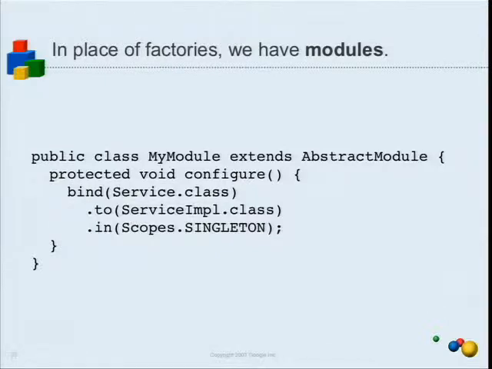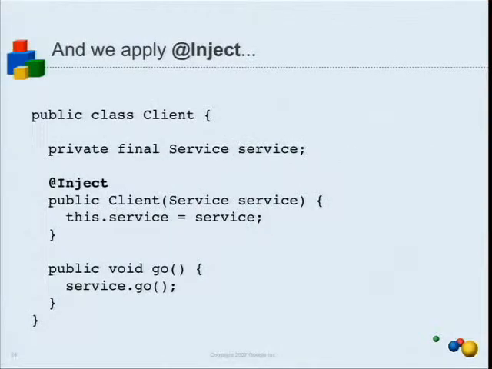So the way you do that is you say bind service to service impl in scopes.singleton. So we're saying bind the service interface to service impl and make it a singleton. And this replaces all the factory code we just had. So client changes just a little bit from our previous approach.